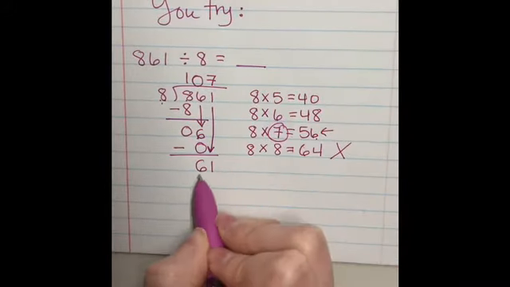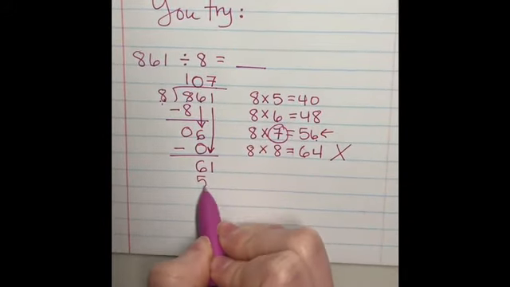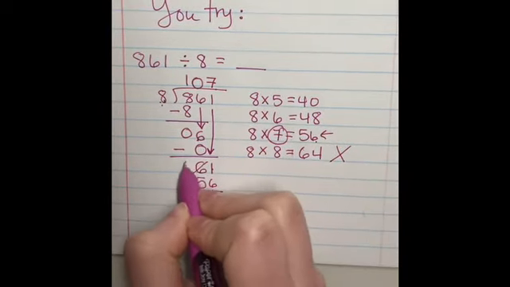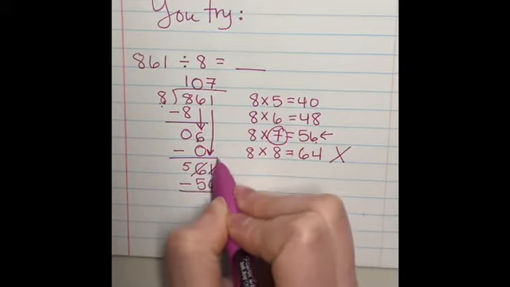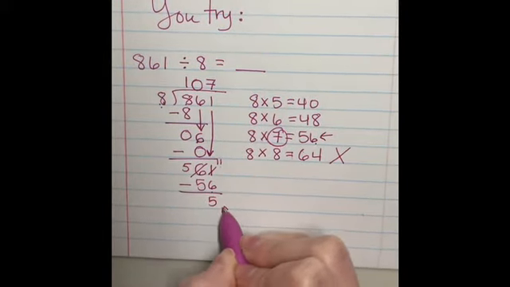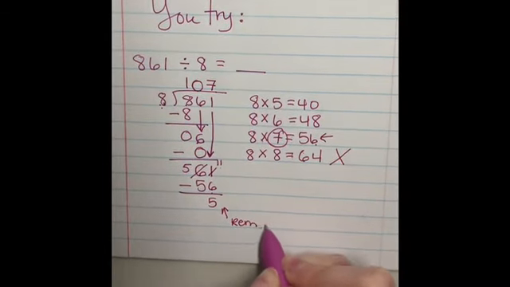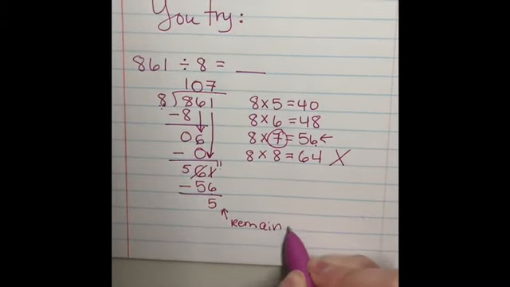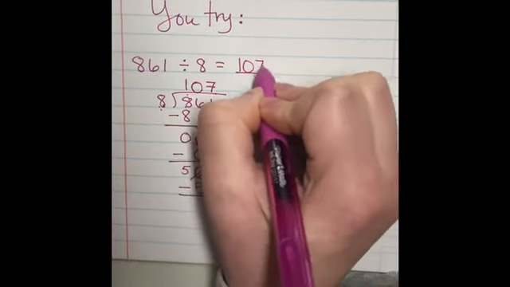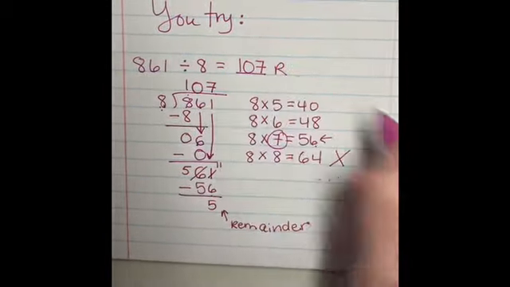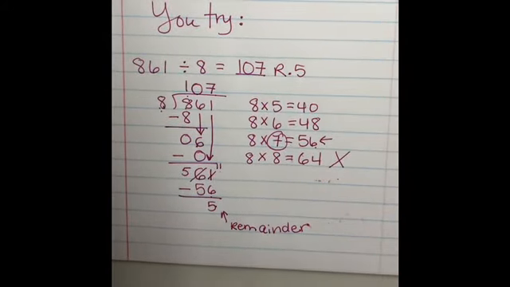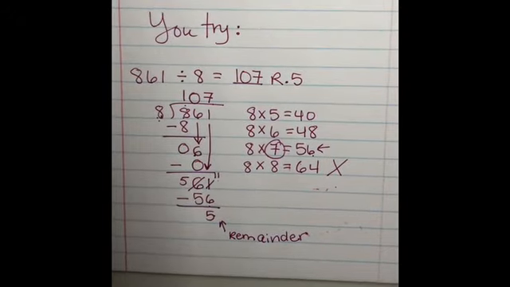So I write 7 at the top. 7 times 8 I just found was 56. 61 minus 56, I have to do some subtraction skills. And I get the final answer of 5. So 5 is my remainder here. So I found 107. So 8 went into 861 107 times, and it has 5 left over. Okay, so if it had 5 more, it would be a full 861, but it's not quite there. So that is my final answer.